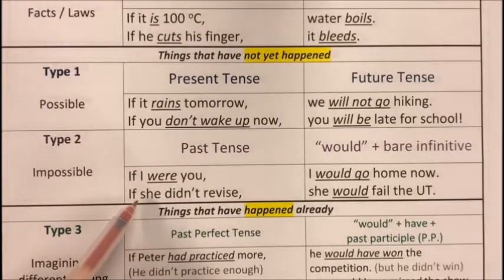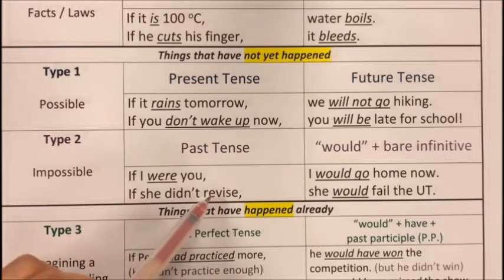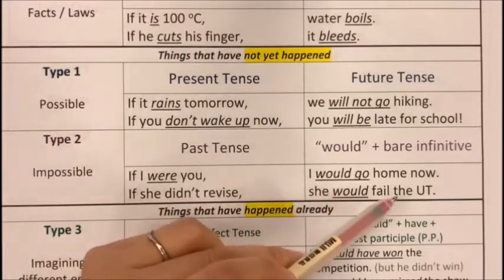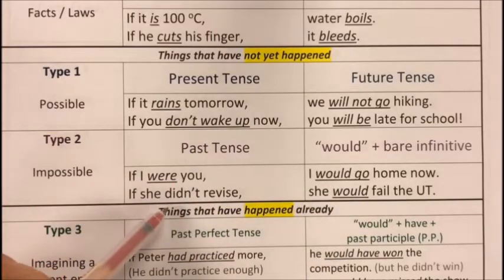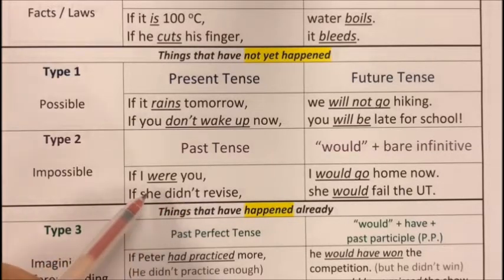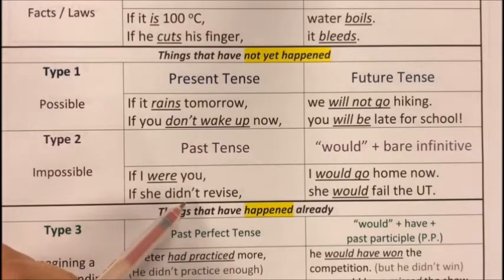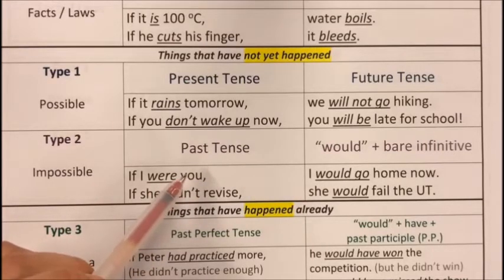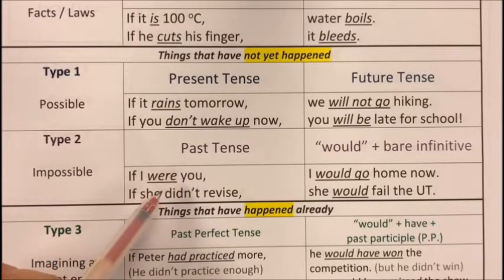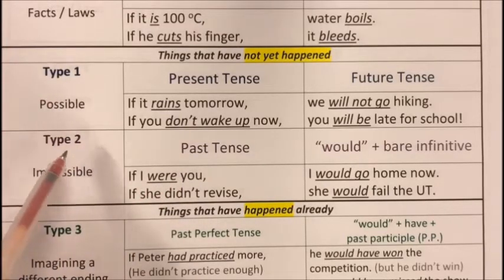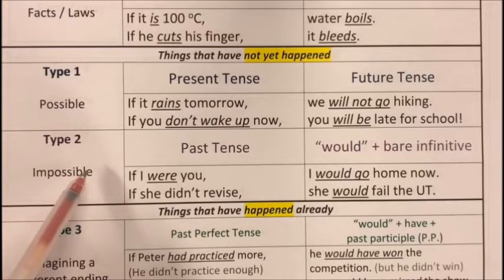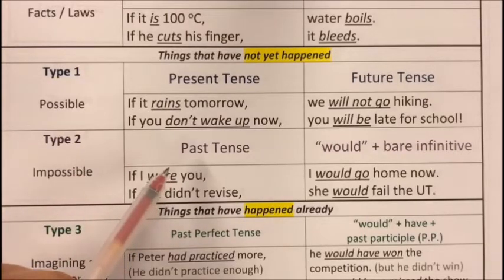Also, another example: if she didn't revise, she would fail the UT. But maybe she's a very hardworking person. It's very unlikely that she wouldn't have revised. So we use past tense here. It is not because it's a past event. We use past tense here only to distinguish type 1 and type 2, whether it's possible or impossible to happen. It has nothing related to tenses, okay?